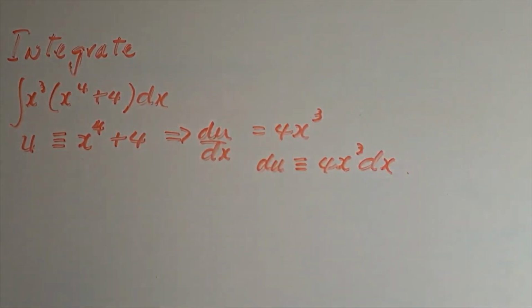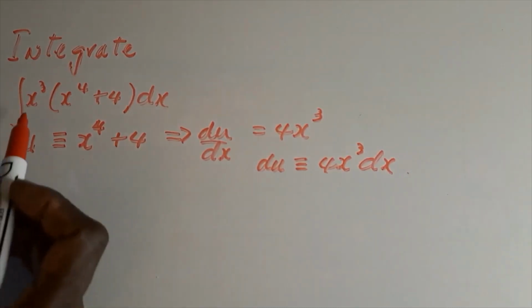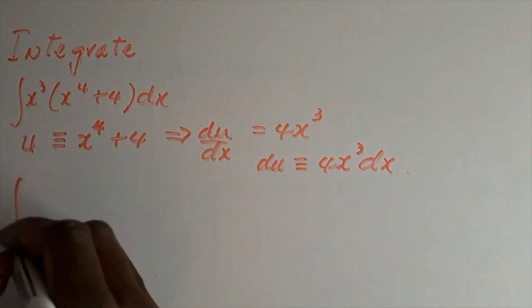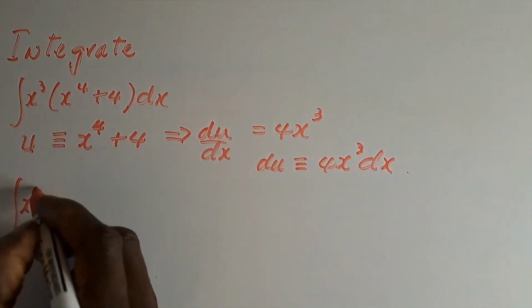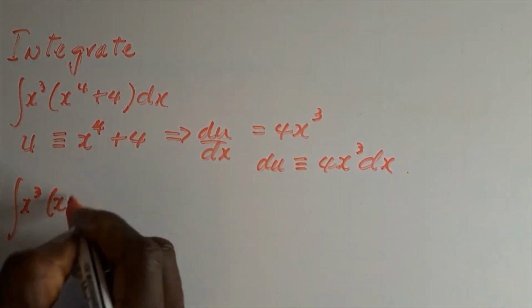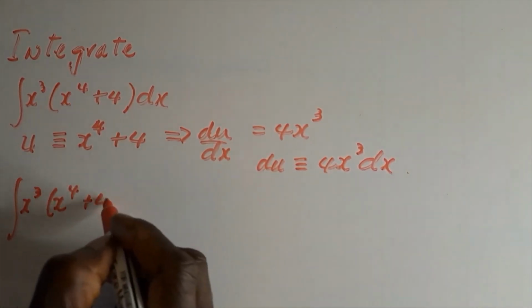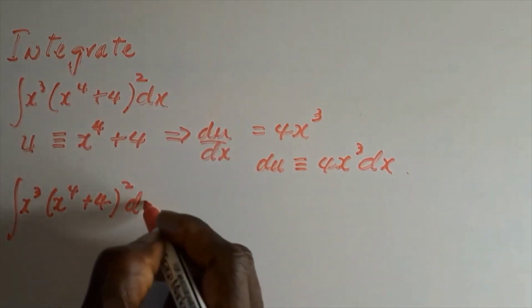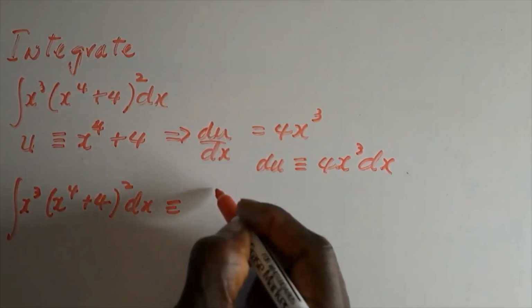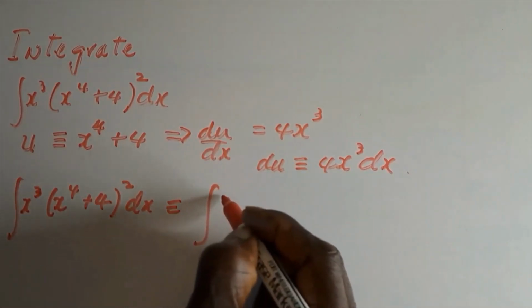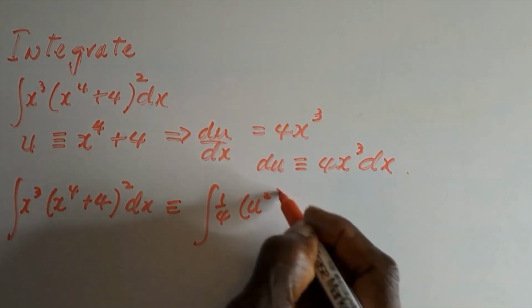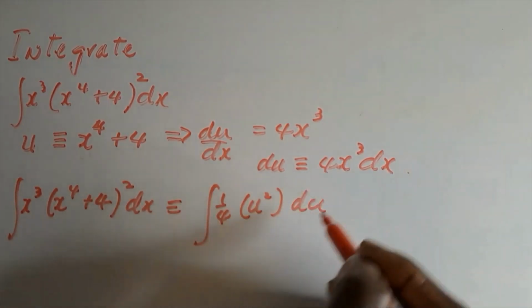All we have to do is divide each side by 4, and we have x cubed dx, which is a substitution here. And we know this is u. So let's go ahead and do that. The integral of x cubed times (x to the 4th add 4) squared dx is equivalent to the integral of a quarter u squared du.